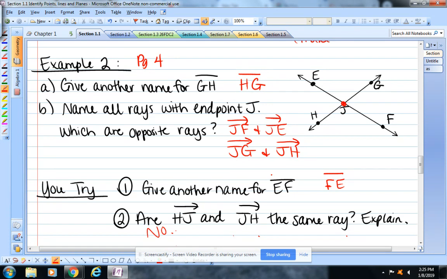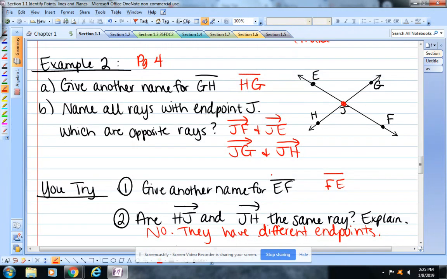Okay, if it says explain, I need a sentence. And "no, they are not" is not a sentence that I'm talking about. You got to say why. So no, they're not because they have different endpoints. Does that make sense? If it was talking about lines or segments, they would be, but they are rays, so they have different endpoints.